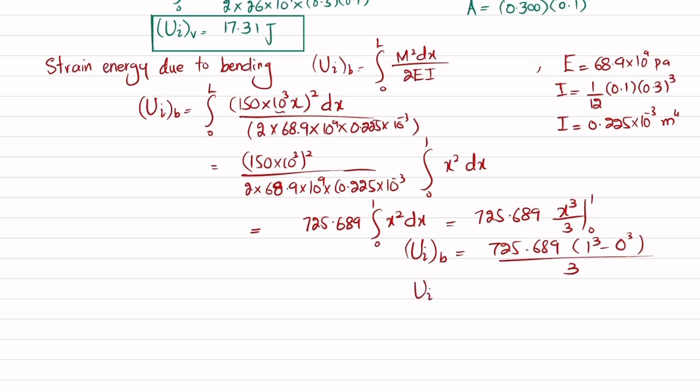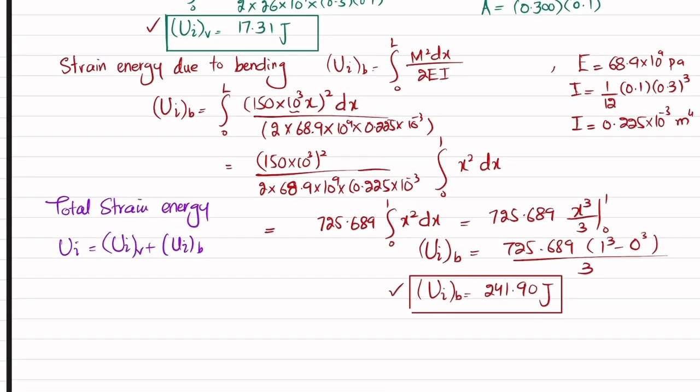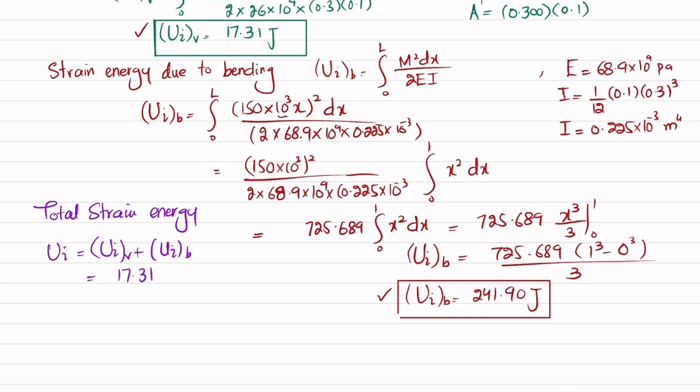And lastly, when you solve this, you will get the strain energy due to bending comes out to be 241.90 joules. Now this is the strain energy due to bending. So strain energy due to shear is this, and strain energy due to bending is this. So we know that total strain energy, which is UI, is equal to UI due to shear plus UI due to bending. So add them both, 17.31 plus 241.90, and that will give you 259.20 joules. So this is the total strain energy.